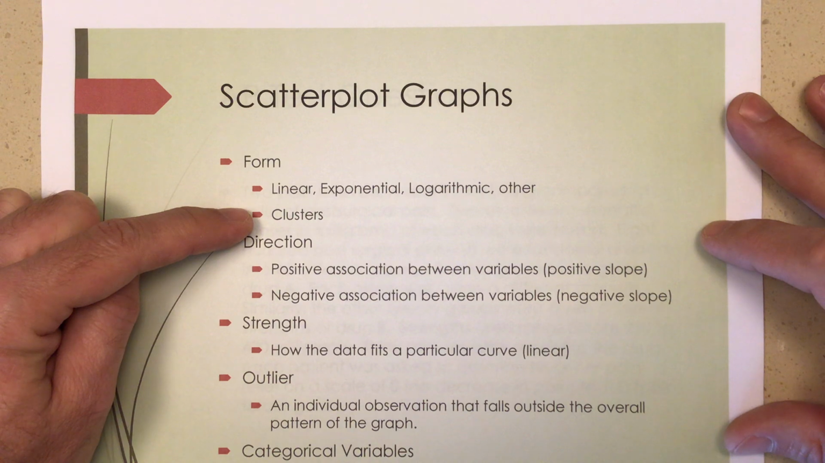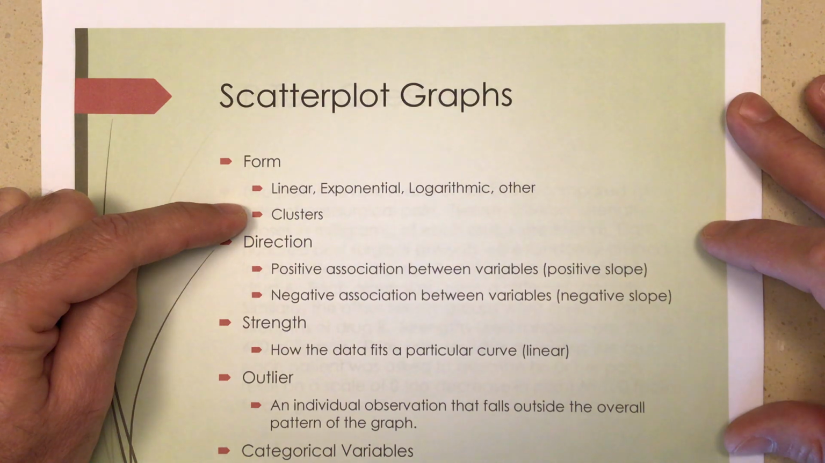Also, look for any clusters of data. Okay, clustering of data can sometimes be explained by a categorical variable. And other times there's other explanations, but look for clusters of data.